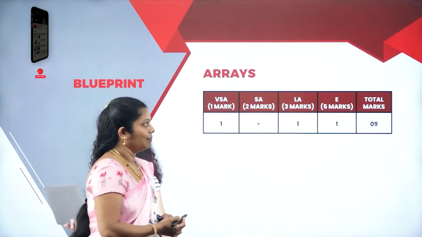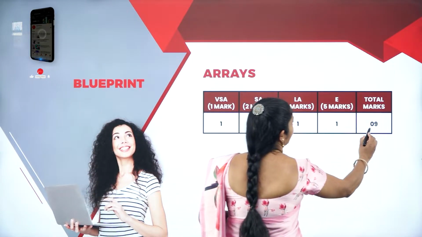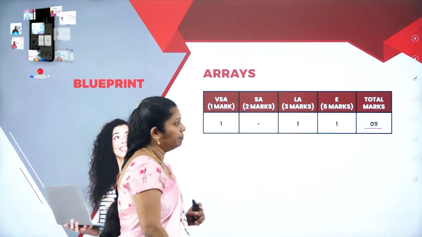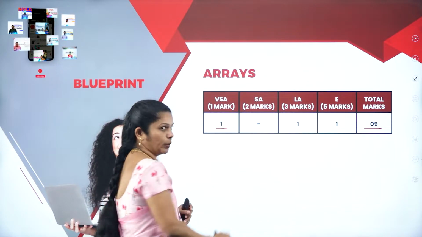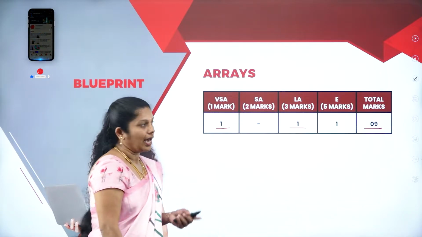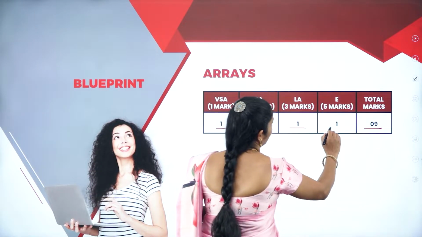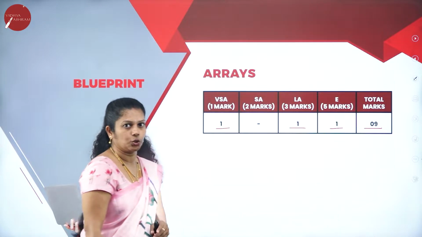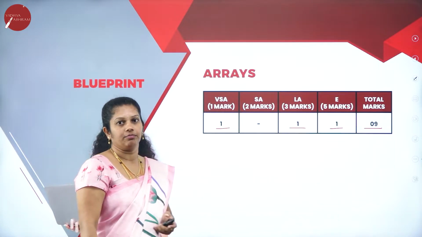In the annual exam, from this chapter, you will get 9 marks. In part A, you will get 1 question for 1 mark. Then in part C, 1 question for 3 marks, as well as in part D, 1 question for 5 marks. Totally, you will get 9 marks from this chapter.